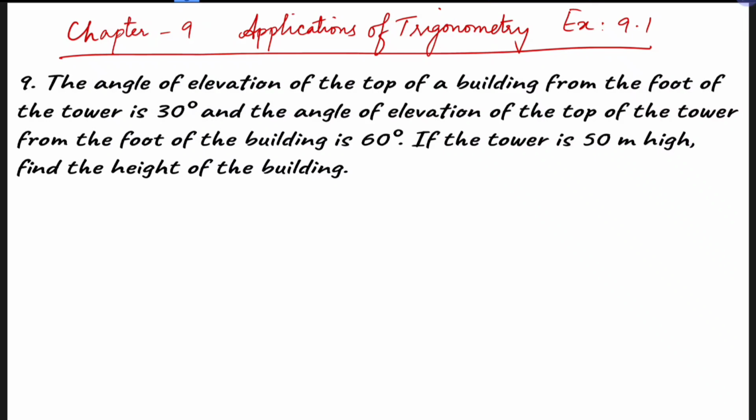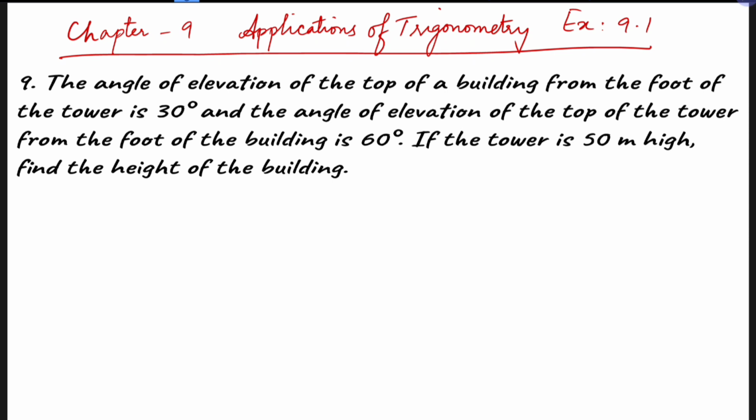Hello guys, today in this video let us see exercise 9.1 question number 9. The angle of elevation of the top of a building from the foot of the tower is 30 degrees and the angle of elevation of the top of the tower from the foot of the building is 60 degrees. The tower is 50 meters high. Find the height of the building.